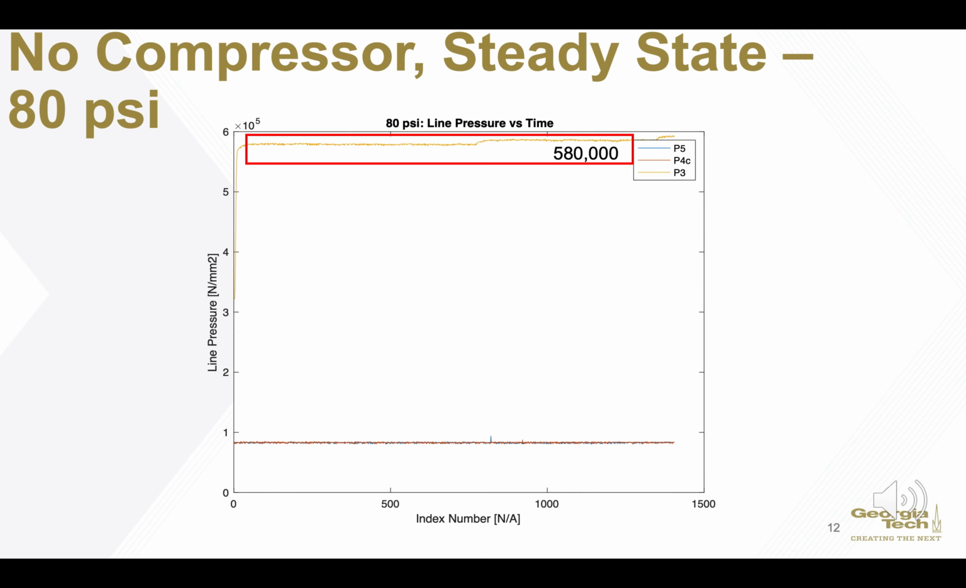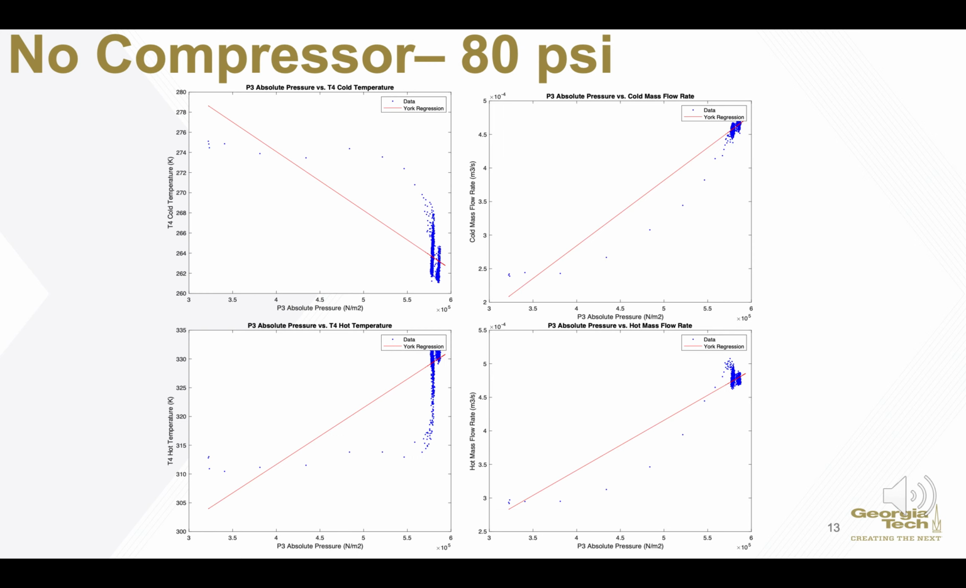Finally, the process was carried out one more time at 80 psi nominal pressure. A steady-state pressure was found to be around 580,000 newtons per meter squared, which is fairly reliable since there was very little variation outside of this value. The same relationship between P3 pressure and the temperature and flow rates were also seen at this nominal pressure, but even more dramatic than the other scenarios.